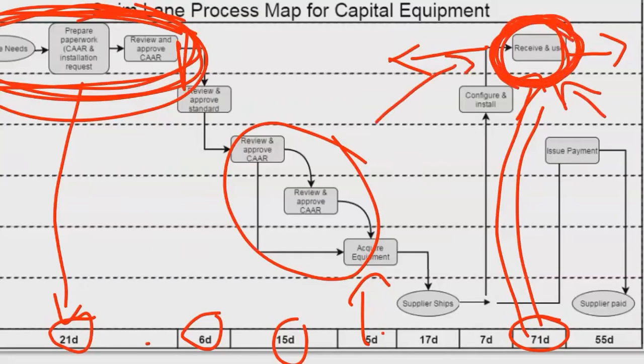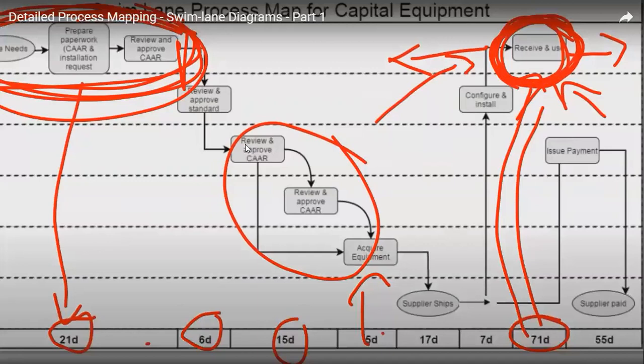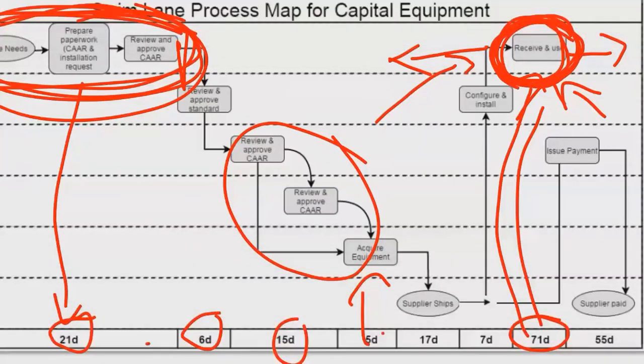In part 2 of swim lane diagrams, we'll take a look at some additional examples. We'll also take a look at how you can use swim lane diagrams for parallel flows, and we'll take a look at some best practice approaches when working with any type of detailed process map. We'll do that all in part 2 of the swim lane diagram video.